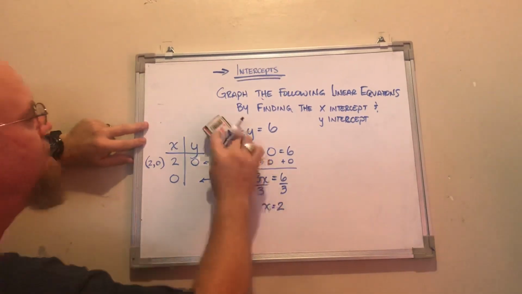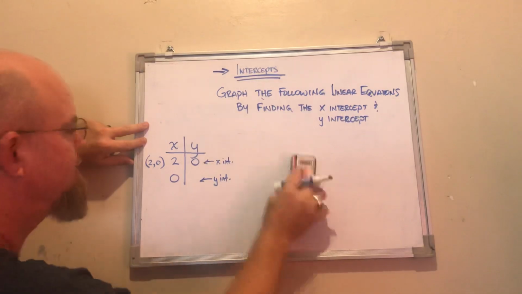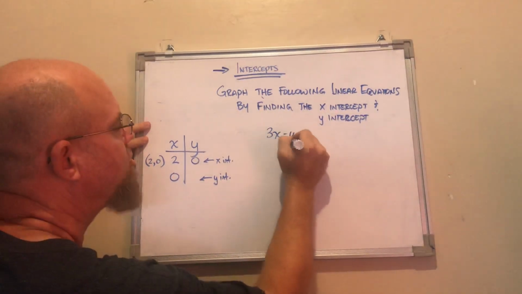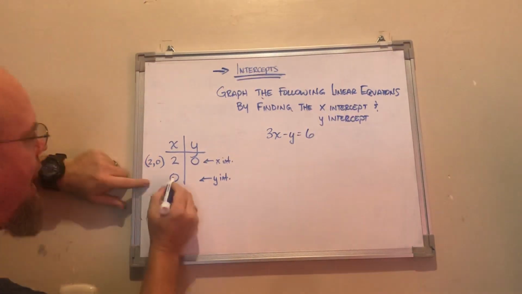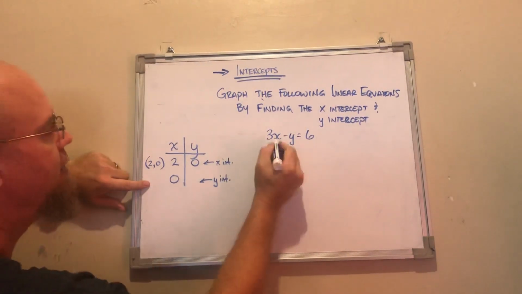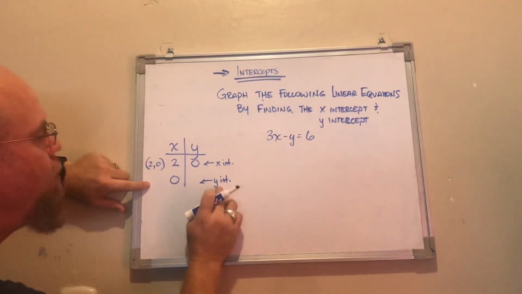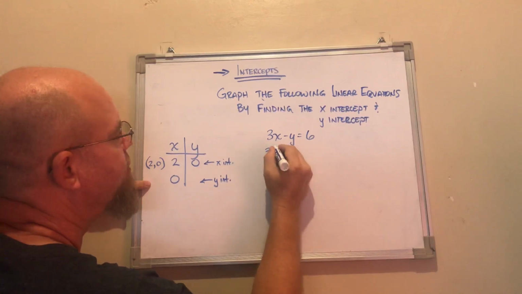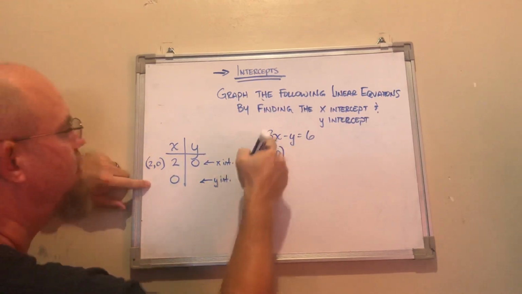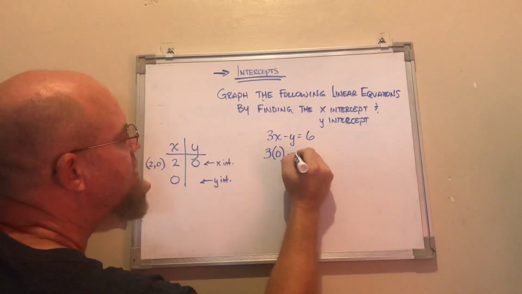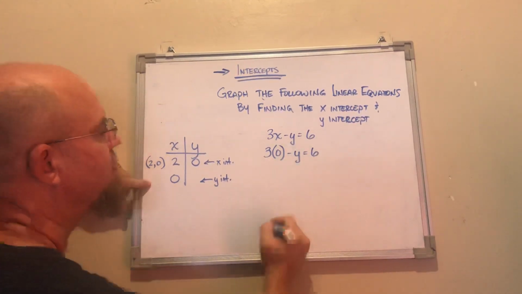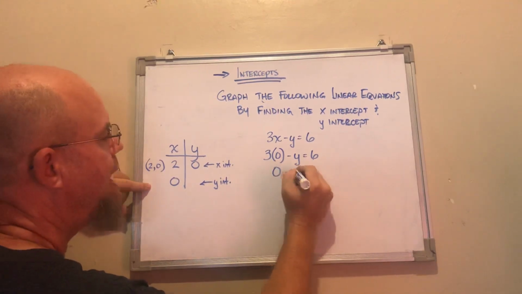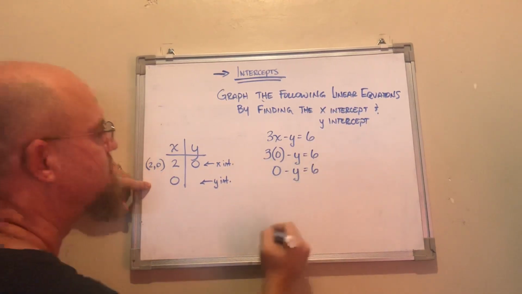Okay? So then I take the exact same problem. So I got 3x minus y equals 6. And now I need to plug 0 in for x to find my y-intercept. So I have 3 times 0, x is 0, minus y equals 6. Well, what does 3 times 0 equal? That equals 0 minus y equals 6.